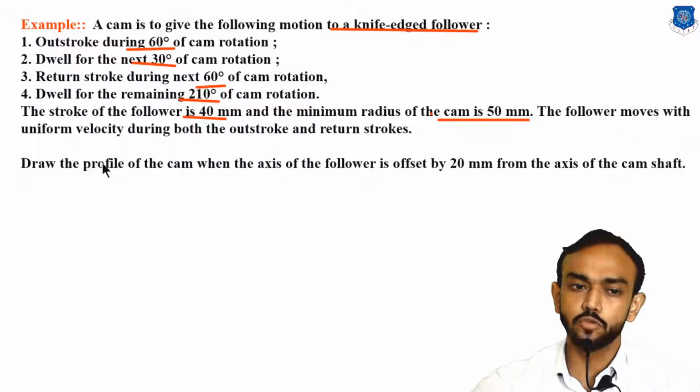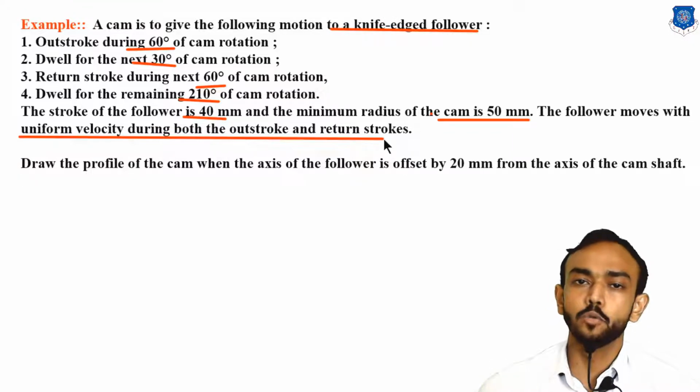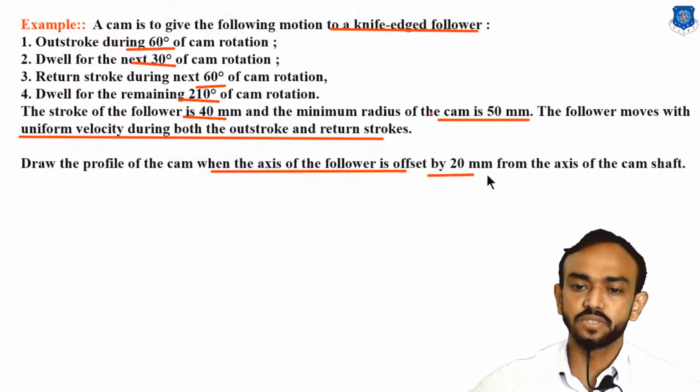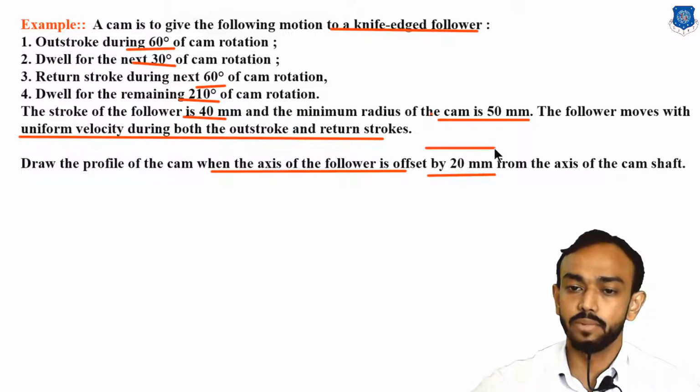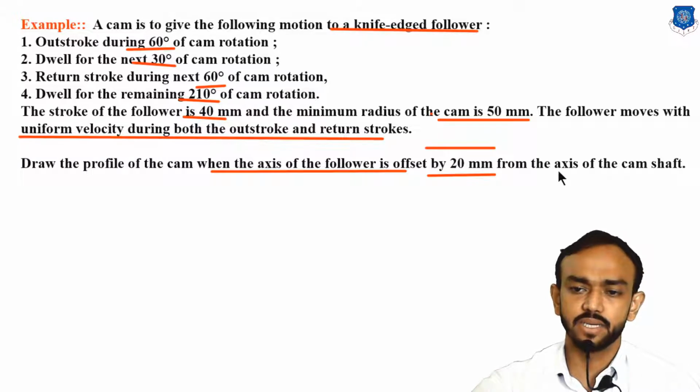The follower moves with a uniform velocity during both outstroke and return. So the type of motion for the displacement diagram we have to consider is uniform velocity. And draw the profile of the cam when the axis of the follower is offset by 20 mm. Remember that this example is totally different because the offset of 20 is given from the axis of the camshaft.